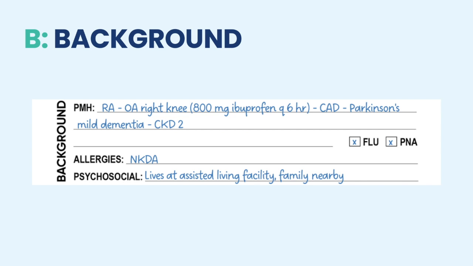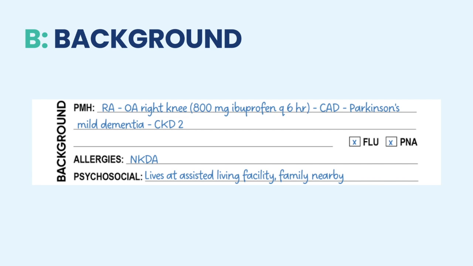The next section is B for background, and this is where I like to include the patient's past medical history. We don't have to go into every single problem they've ever had. Let's try to keep it relevant to why they're here now and anything that's going to impact our care. In the clinical setting, it's a core measure to keep track of flu vaccines and pneumonia vaccines, so I'm going to have a little space for those. I also want to know about their allergies and any psychosocial stuff that's really important.